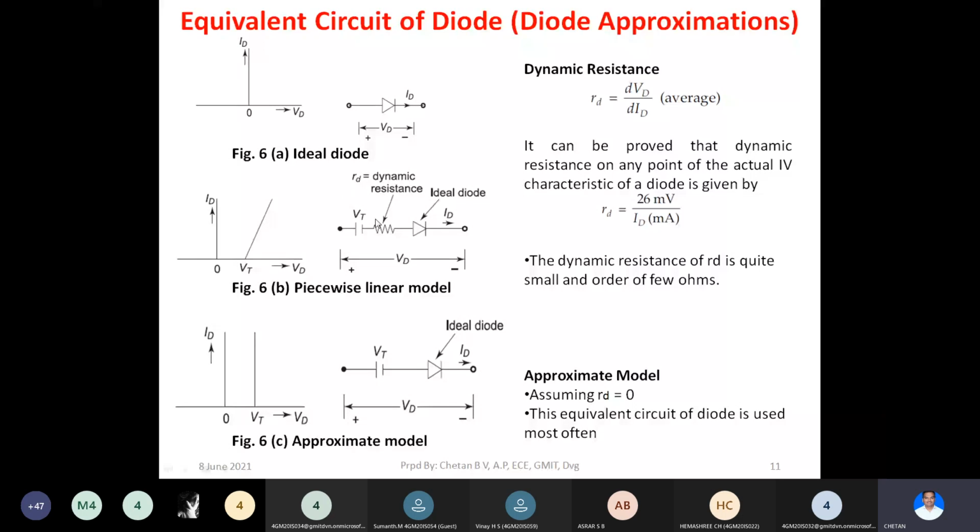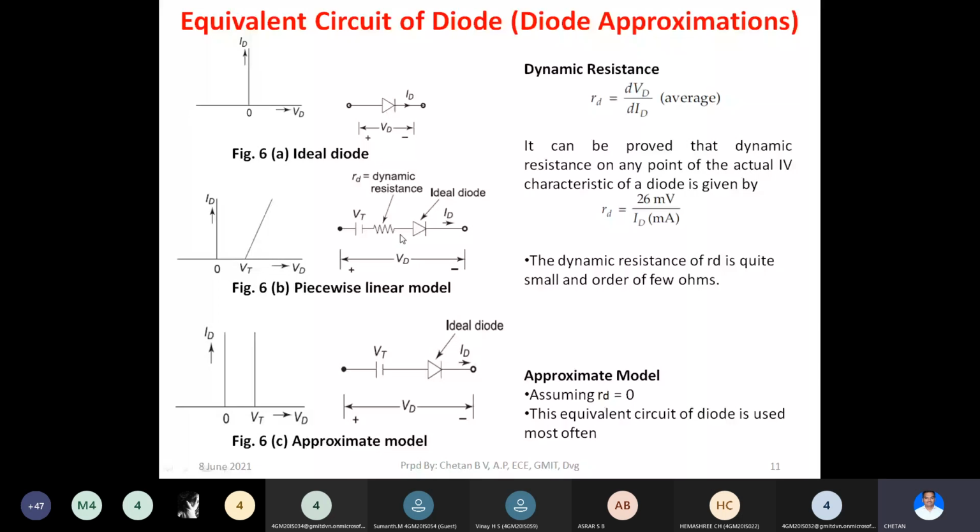The next one is the ideal diode, which acts like a short circuit whenever the diode is forward biased. It is as good as a straight wire, right? So while solving problems, we usually don't write this ideal diode. In place of it, we simply write a straight line or a direct connection. This is called the piecewise linear model, where we take RD, the dynamic resistance, into consideration.